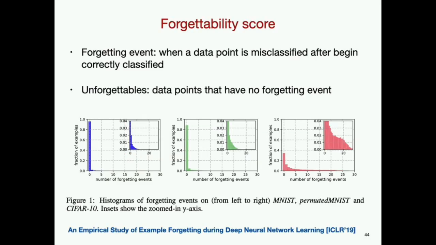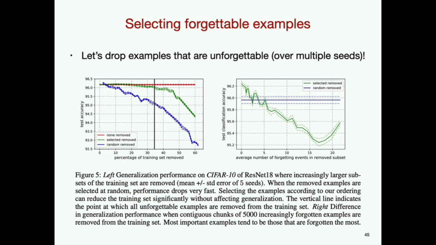First heuristic metric is the forgetting score. I already explained what the forgetting score is: the number of times that the prediction of an example changes from correct to wrong during the training, right? So difficult to learn examples are more forgettable. And if you look at the top left plot, red is the performance accuracy of training on the full CIFAR-10.